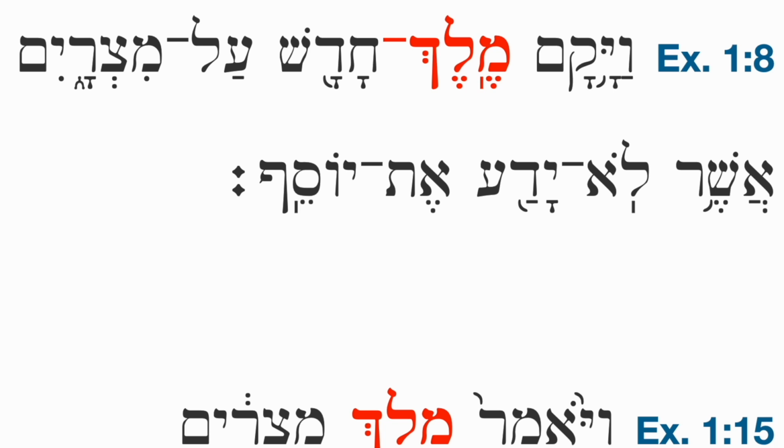And there arose, Vayakom, and there arose melech chadash, a new king, al Mitzrayim, over Egypt, asher, who, lo yada, did not know, et Yosef, Joseph. Now there arose a new king over Egypt who did not know Joseph. Vayakom melech chadash al Mitzrayim asher lo yada et Yosef. And so that's melech in the masculine singular absolute form.